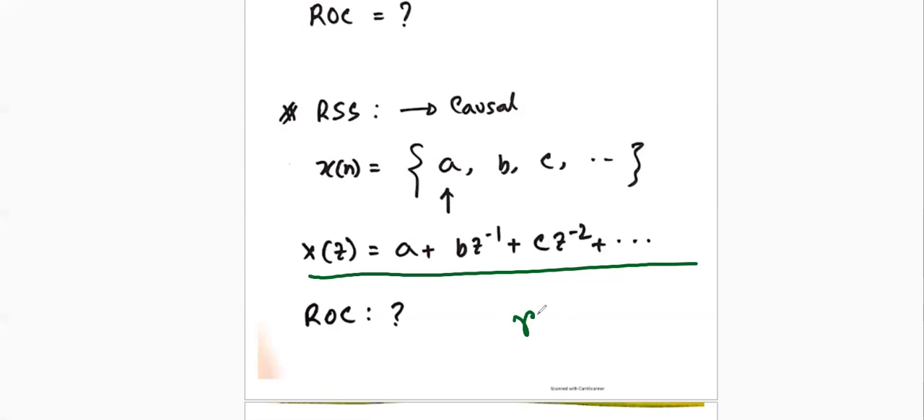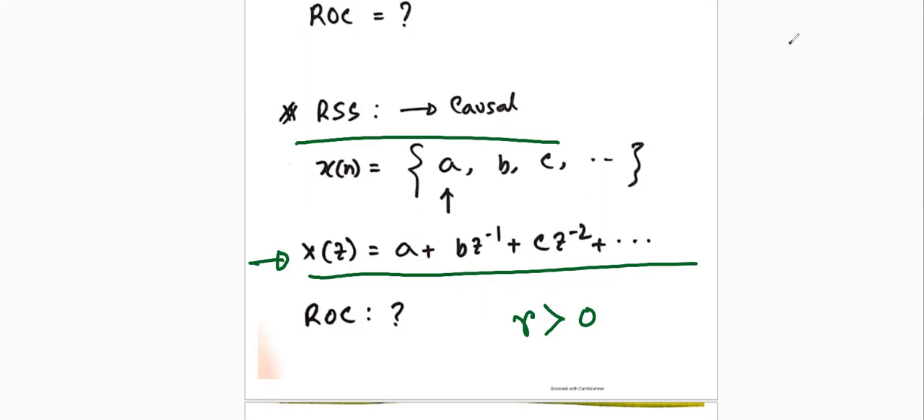First, let's start with 0. Is 0 a solution? The answer is no. 1 divided by z will give infinite. So 0 is not a solution. So we need more than that. What about infinity? For this one, if we put infinity, yes, infinity is also a solution. So the ROC is more than 0 and up to infinity. More than 0 and up to infinity is the ROC for right-sided sequences.